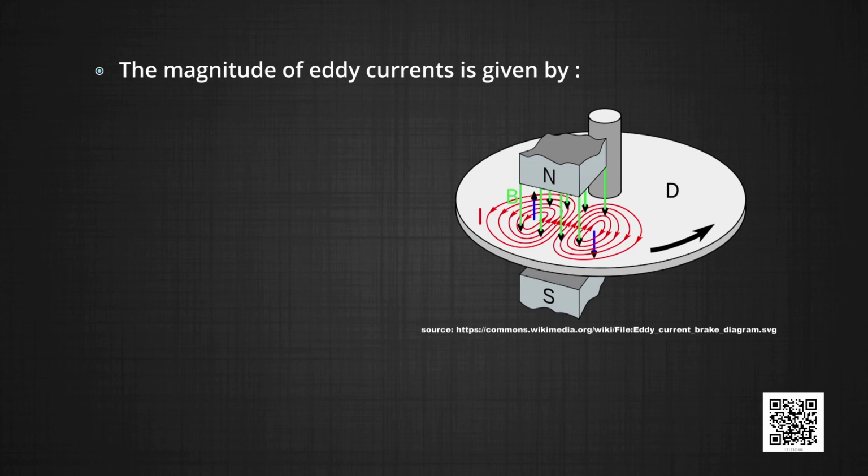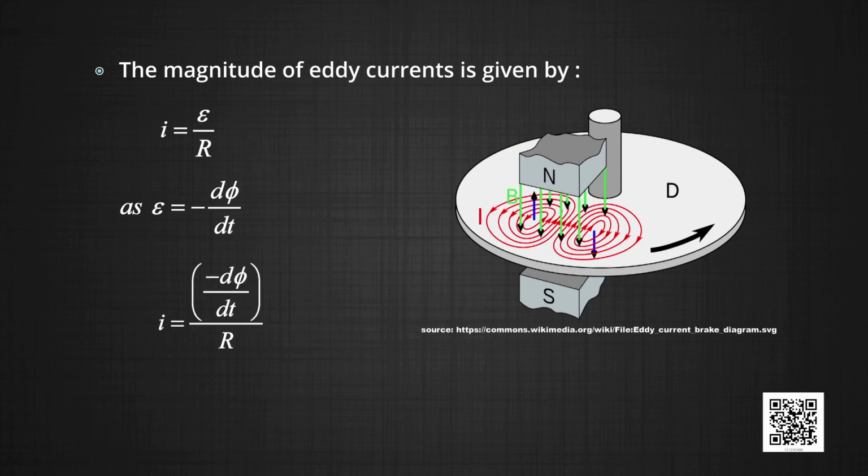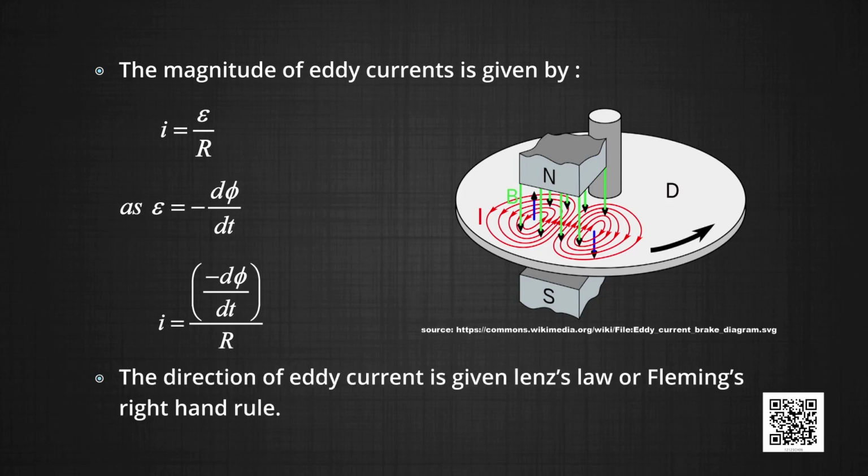The magnitude of eddy currents is given by I = E/R, where E is the induced EMF. And we know that E = -dφ/dt. Therefore, I = -(dφ/dt)/R. The direction of eddy current is given by Lenz's law or Fleming's right-hand rule. Here also Lenz's law is at work.